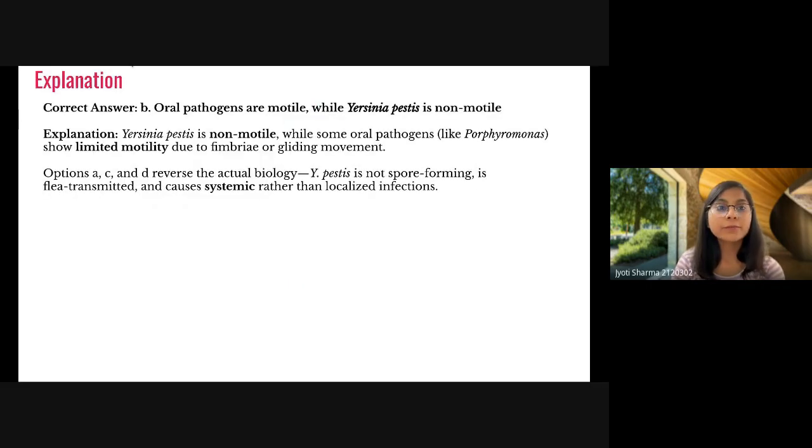Yes, so let me show you the explanation here. Yersinia pestis is non-motile, while some oral pathogens, Porphyromonas, show limited motility due to fimbriae or gliding movement. But the option that is given is showing you the motile nature.